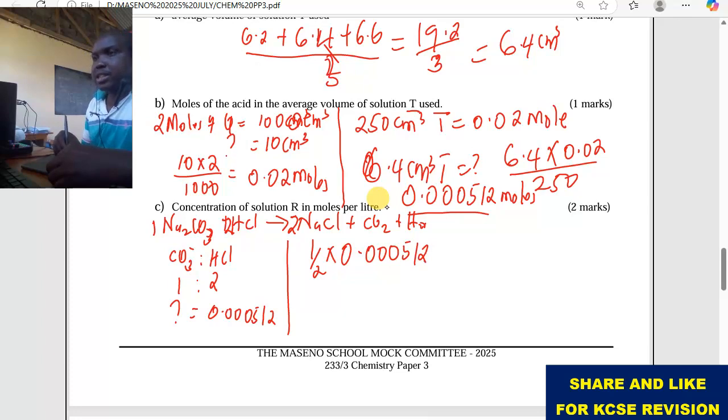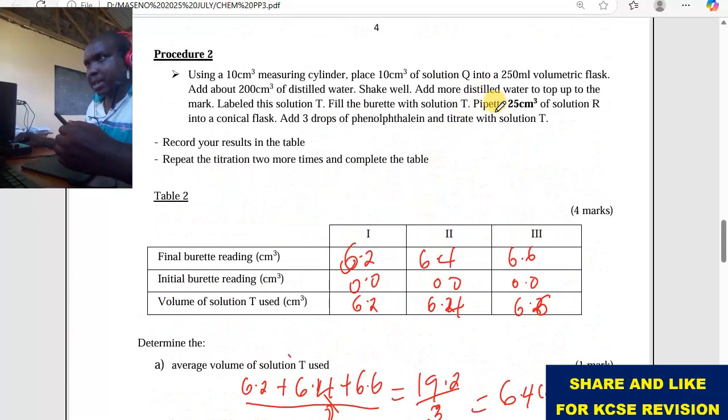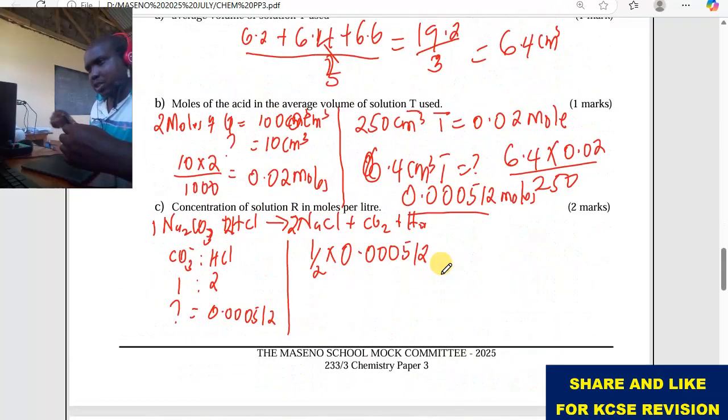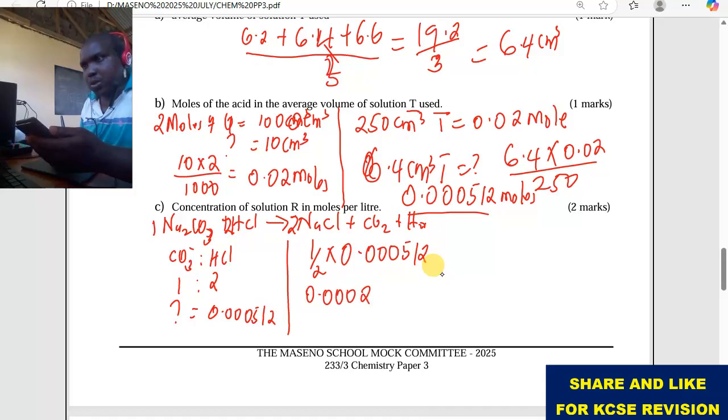After that, this is the number of moles of R in 25 centimeters cube, because the R that was used is 25 centimeters cube. Remember that you pipette 25 of solution R. That's why you need to understand the procedure. Now take your calculator and get the answer. It is going to be 0.00021234256 moles. So this is the moles of the sodium carbonate.